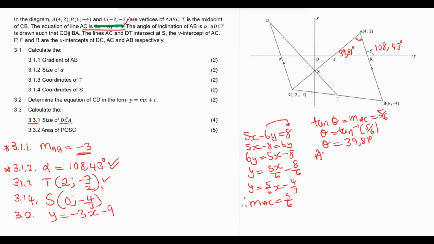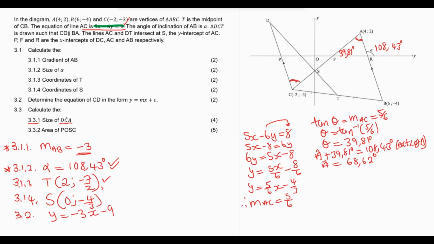Now, we can find this angle A using the exterior angle of a triangle. So angle A plus 39.81 degrees is equal to 108.43 degrees. So angle A is equal to 108.43 degrees minus 39.81 degrees. Sorry, the reason here: we have to write the reason, exterior angle of triangle. And then 108.43 minus 39.81 is 68.62 degrees.